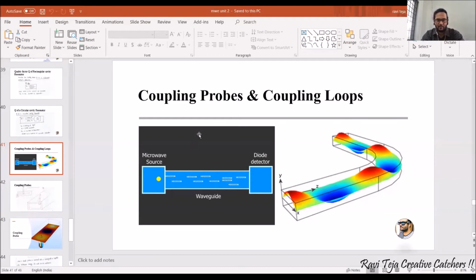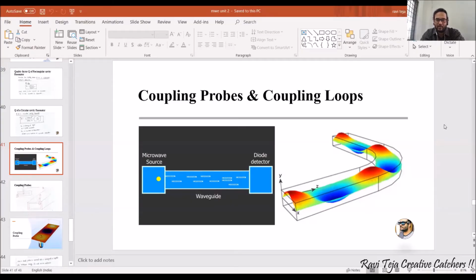Okay. So to make it simple, you might have already heard the word probes, connecting probes. These probes are used for communications. Similarly, loops are also some kind of wiring mechanism which are used for connecting our waveguides.